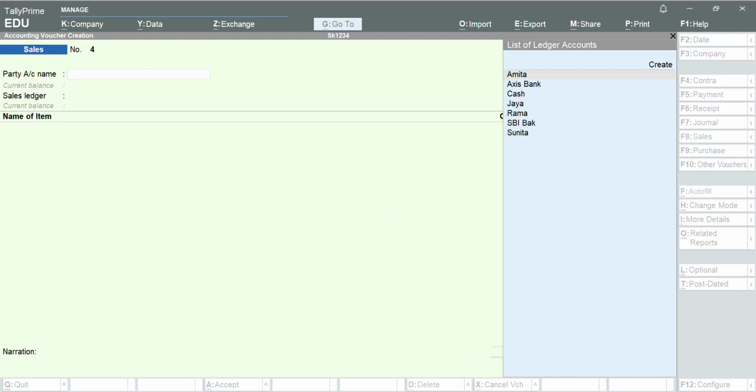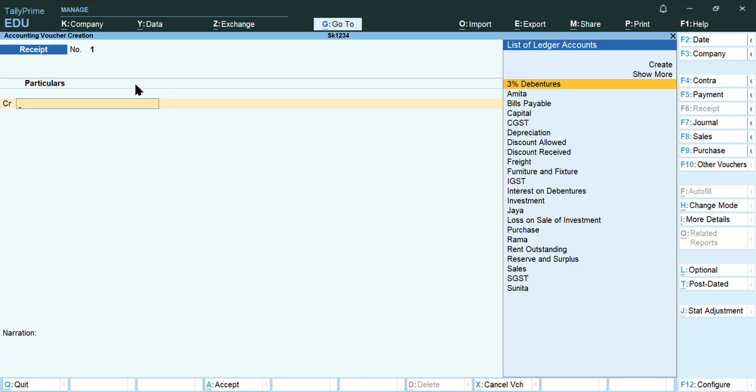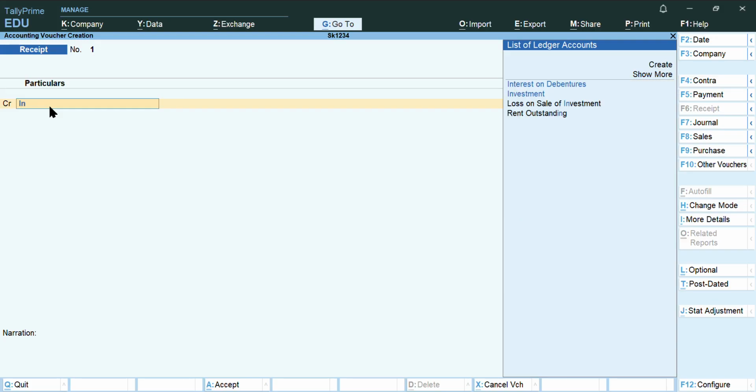Okay, so let us do this. Receipt voucher. Now, your journal entry, in case you remember, cash account debit, loss debit to investment. Okay, now the entry is starting with credit. So, in credit side, what we are to write is investment.